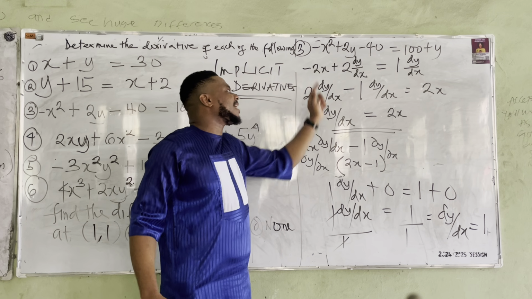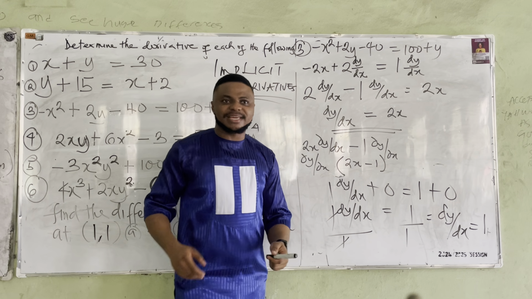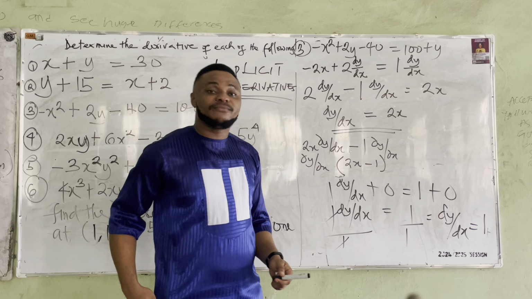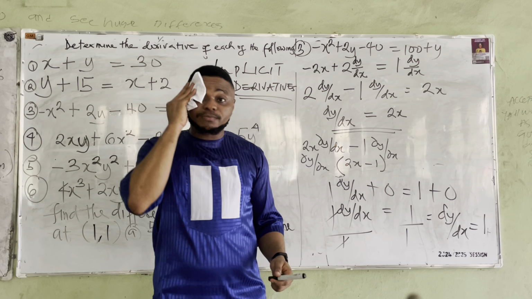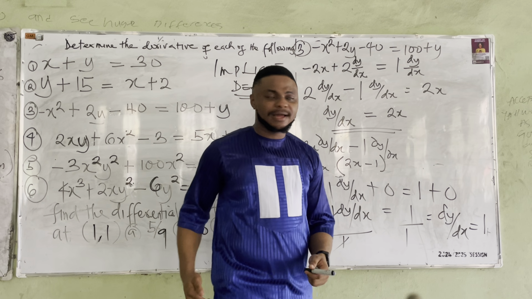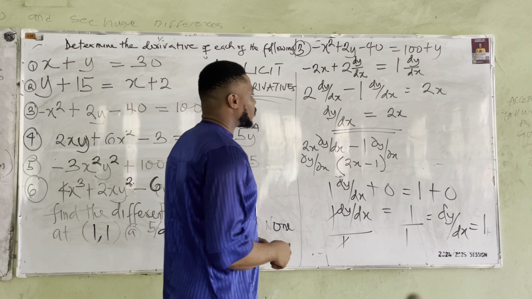The reason why I just said 2 dy over dx minus 1 dy over dx, I repeat, is because 2 and 1 are actually like terms. And 2 can subtract 1, right? And 2 minus 1 is what? Is 1. Are we together? Alright, thank you. So that is that.